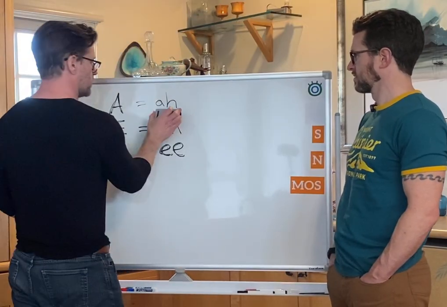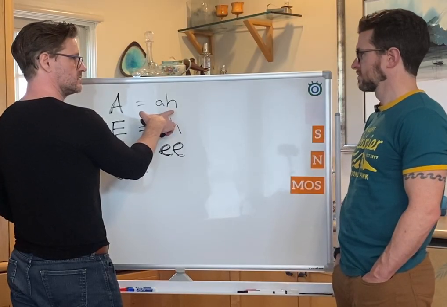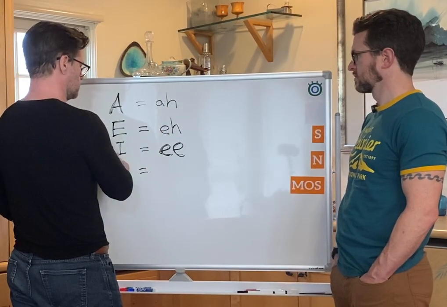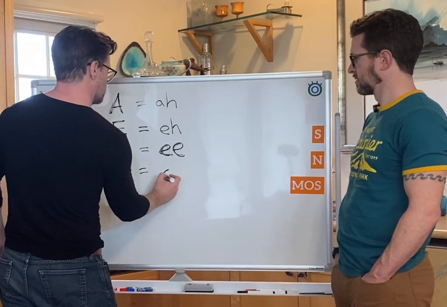Yeah, you could think of it that way. What we in English think of as that silent H at the end, the I is actually E with no H. But O is O.